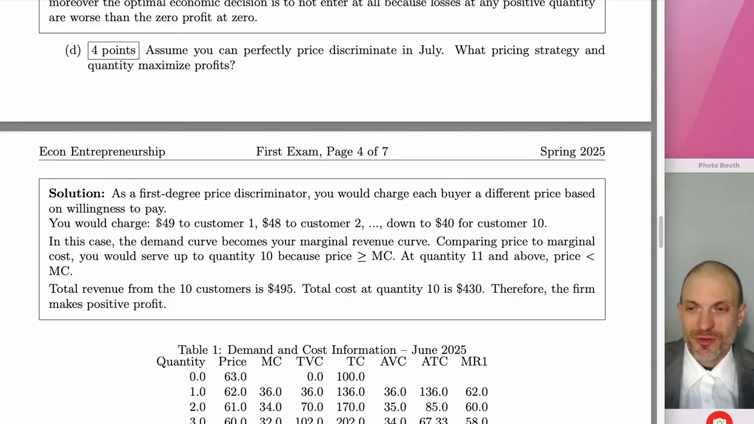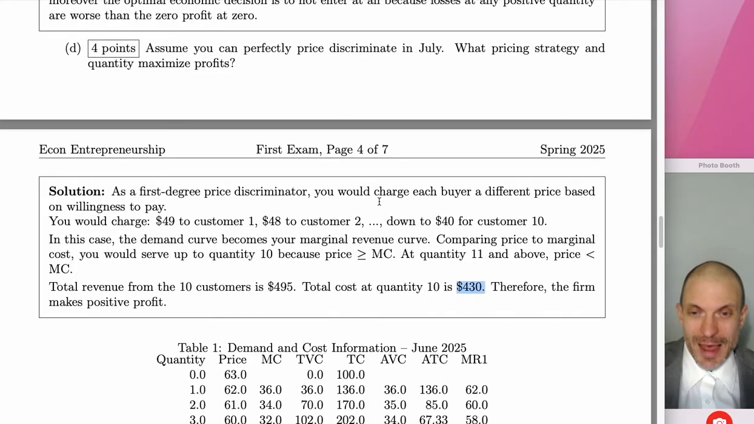So perfect price discrimination, 49 to person 1, 48 to person 2, all the way down to 40 for person 10. And then you just have to sum up all those prices to give you total revenue and show that that's bigger than 430. Because it could have been that it's not even profitable to perfectly price discriminate, like if demand was really, really low. So you have to check both things.